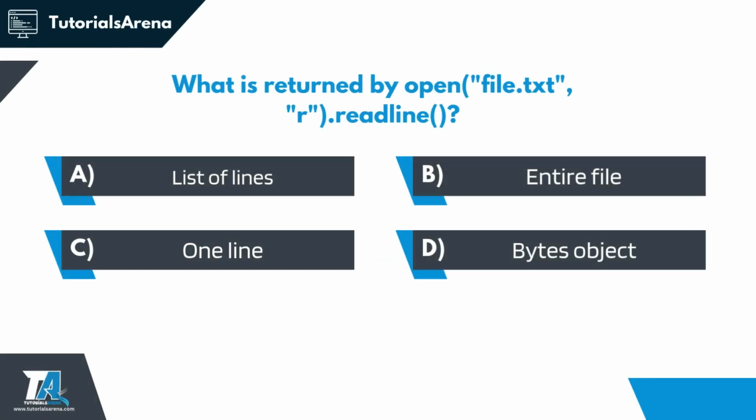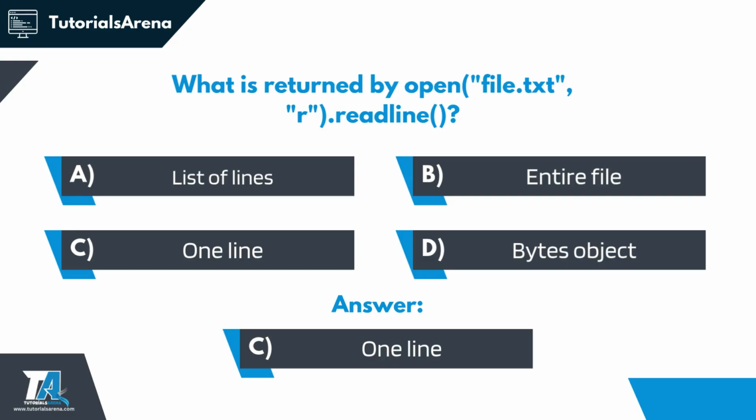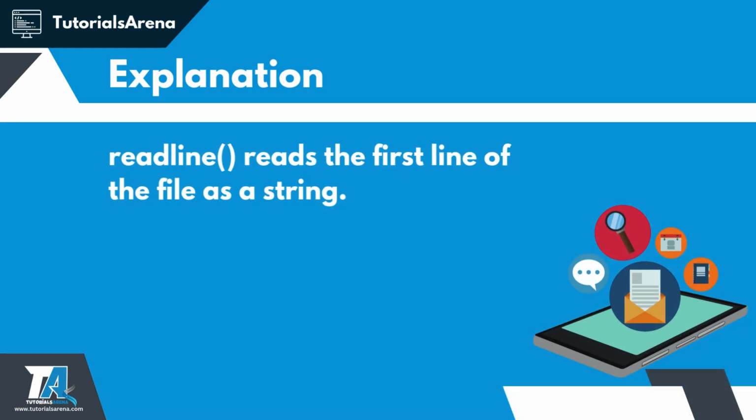What is returned by this method? The correct option is option C, one line. The readline method reads the first line of the file as a string.